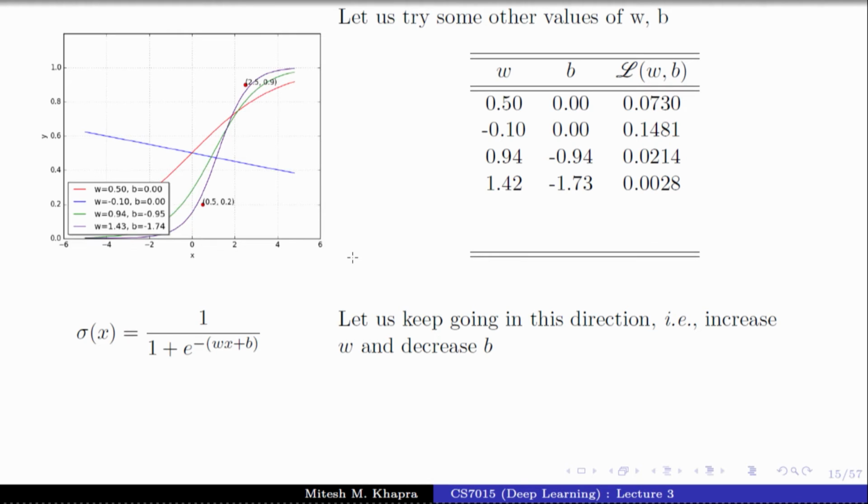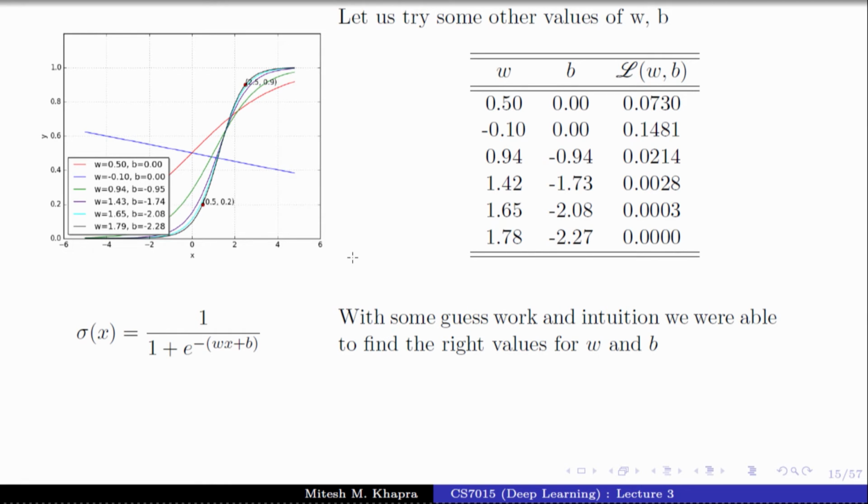Maybe increase the W a bit more, and maybe make B a bit more negative. Right? And this is what I got. And I continued this way. By random guessing, but a bit of educated guessing, right? Not completely random guessing. I was seeing what happens when I substitute different values of W and B. I was able to arrive at the answer.